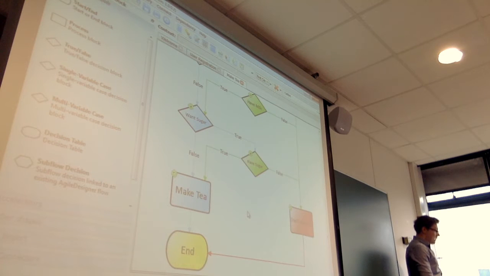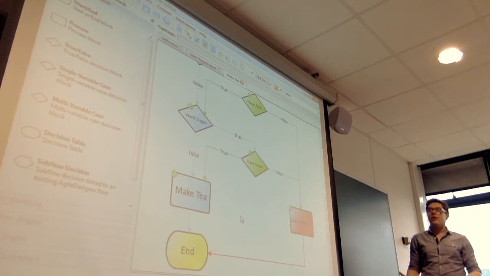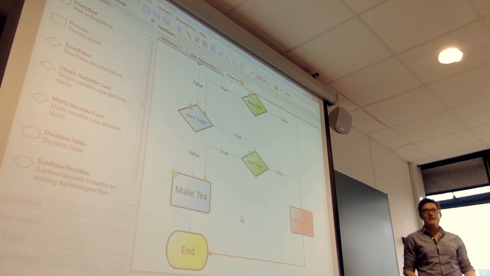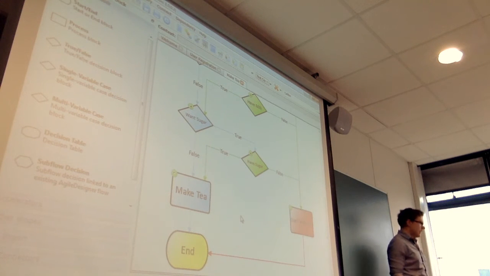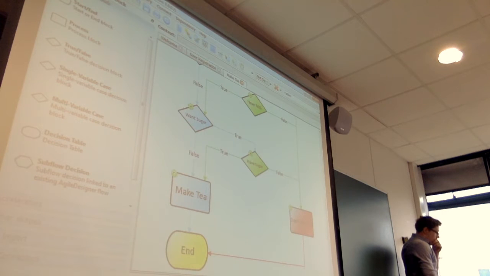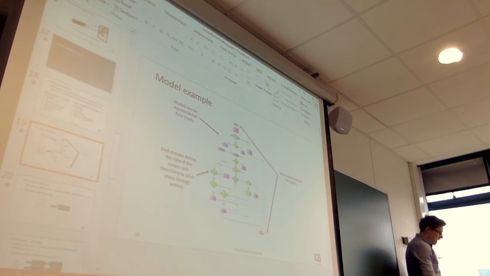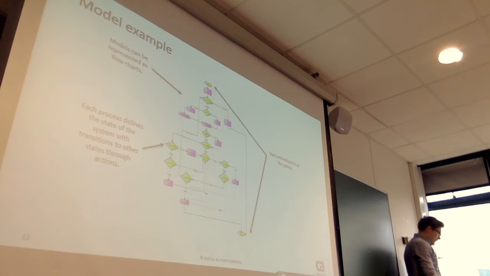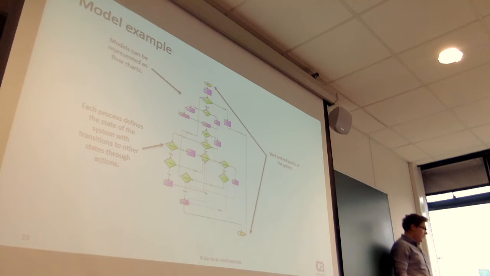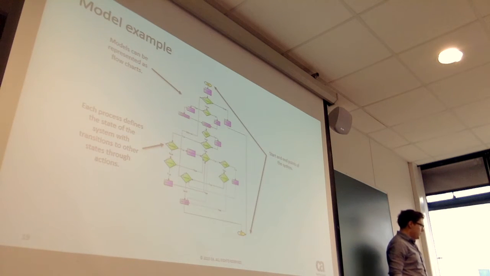As I say, this is abstract, but the same kind of principles apply to software. You can imagine that if I'm logging in, have I entered the correct login details? Have I entered the correct password details? Click the login screen, and either I end up authenticated or not authenticated, right? Okay. Good. So each process defines the state of the system with transitions to other states through decisions and actions, right?